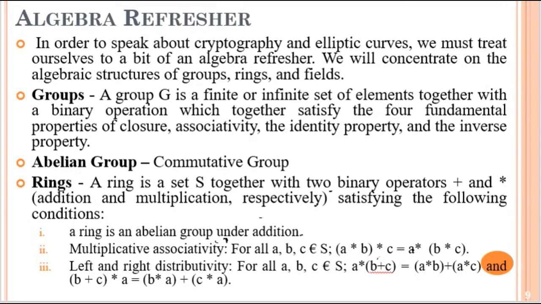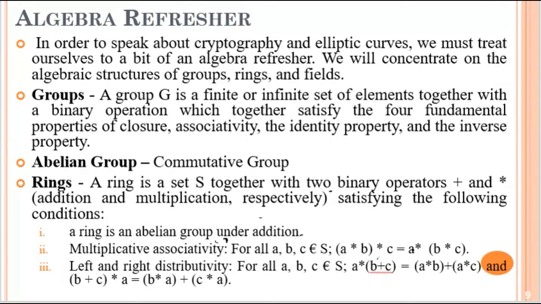Abelian group. An abelian group has one extra property beyond the group properties. So, an abelian group has 5 properties. First one is closure, second associativity, then identity element, inverse, and the last one is commutativity.